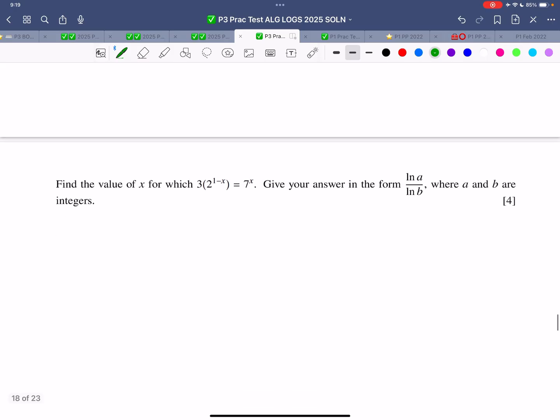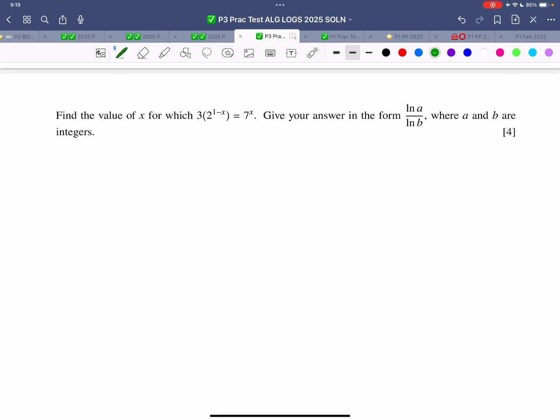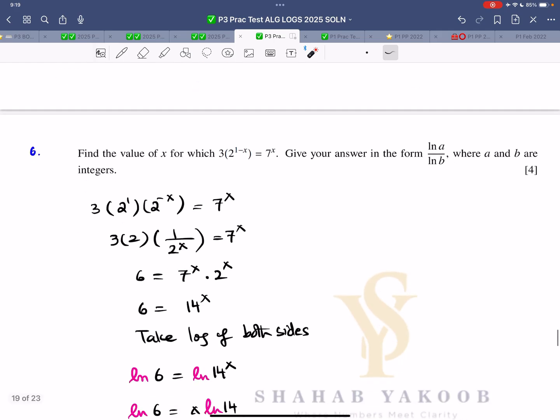Let's move on. Another log question. This time it's more indices based, and we are talking about ln, and this is leaving the answer in the exact form. Find the value of x for which this holds. So what we do is that we break it up.